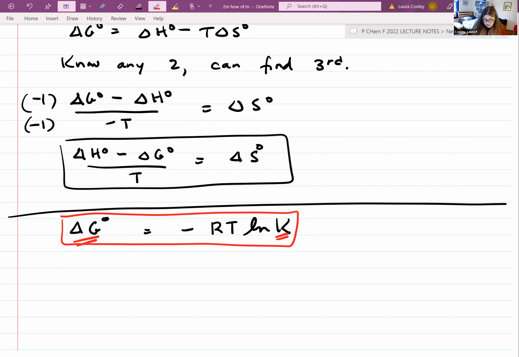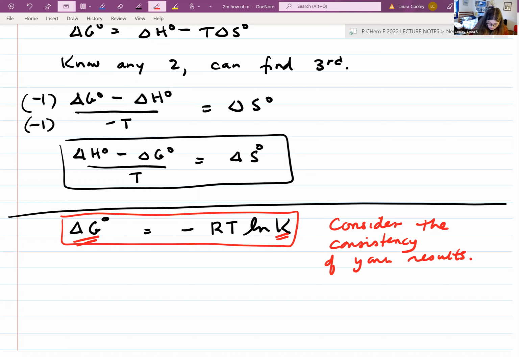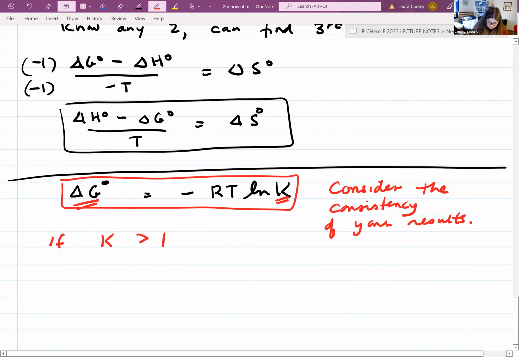So you need to consider the consistency of your results. I'm not talking about if you make mashed potatoes, what their consistency is. I'm talking about whether it's consistent that K and delta G have whatever values that you got. So what do I mean by that? Well, if K is greater than 1, so it's a big number, let's say, what does that mean? Well, remember that if you have reactants going to products, you have an equilibrium.